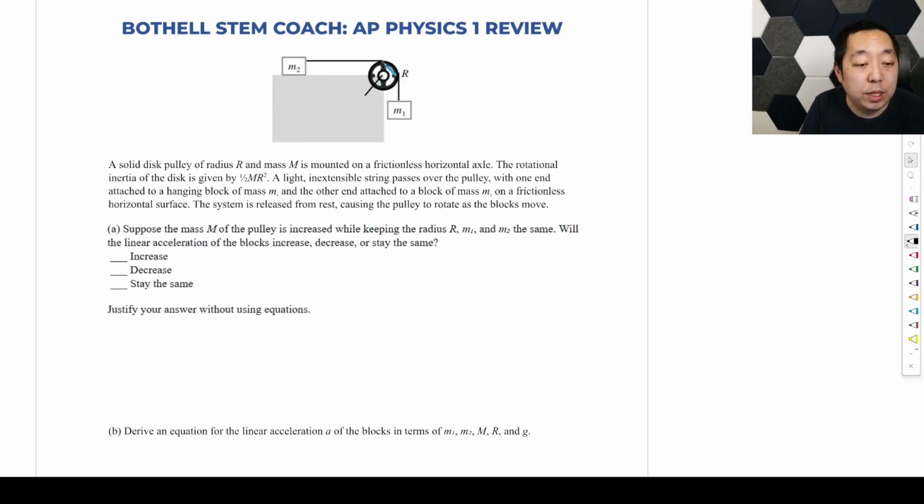Suppose the mass of the pulley M is increased, right? So as the mass M is increased while keeping the radius, m1 and m2 the same, will the linear acceleration of the blocks increase, decrease, or stay the same? So this question is really asking what's going to happen. So how is this affecting it?